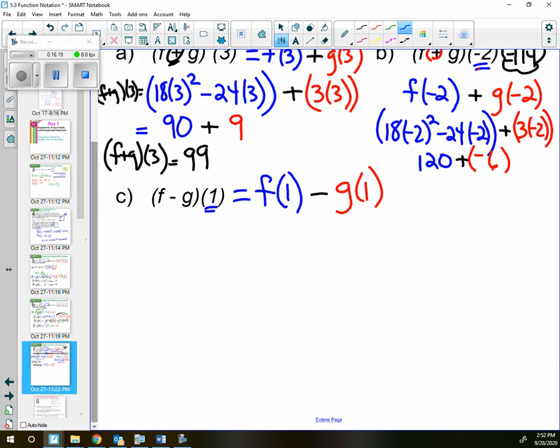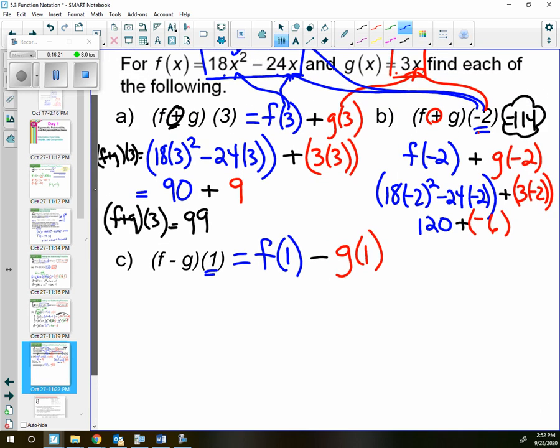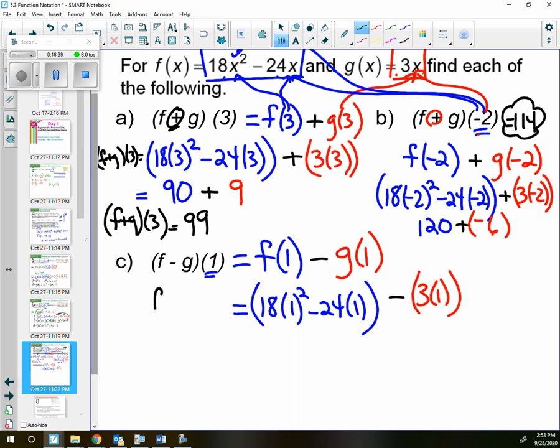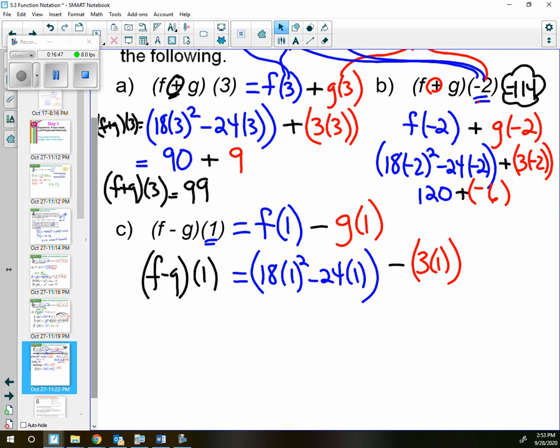So I'm going to be plugging in 1 into the function f. So that would be 18 times 1 squared minus 24 times 1. Get my answer for f of 1, and then I'm going to subtract off, plugging in 1 for g, so 3 times 1. So that should be pretty easy on that end. So this would be f minus g of 1. Okay, so let's go ahead and do that arithmetic there. Thankfully, when we do 1, it's not as bad. 1 squared is just 1. So that's 18. 24 times 1 is 24. So 18 minus 24 looks like it puts us at negative 6.